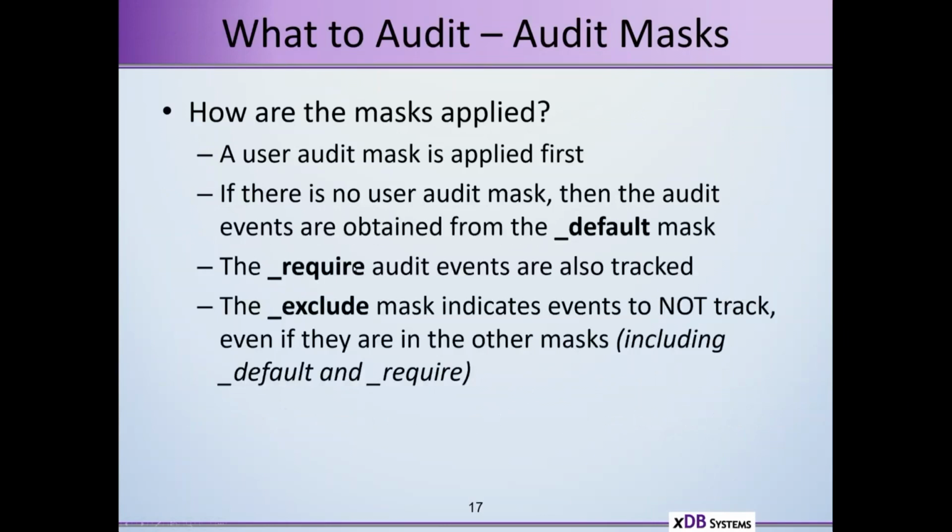So if you have a mask for a named user, that one will be applied first. If there is no mask for that user, then the audit events, those 4-character codes, will be pulled from a default mask if there is one. And if you've got a require audit mask, that is like the minimum set of things you want to record, and each user will inherit those required codes. But you can say, hey, except for this user, this user I don't want to record like every time they open a table or something.